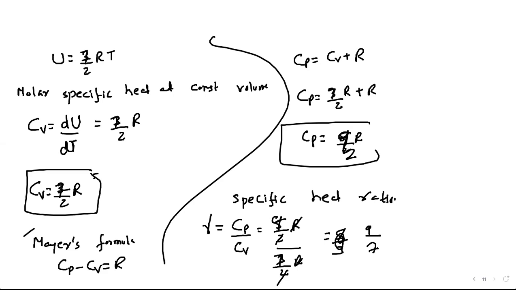There is one small definition in the kinetic theory of gas, that's basically the mean free path. Let me discuss what you mean by mean free path. No, Fazal, it would be 9 by 7, not 7 by 5. It would be 9 by 7.